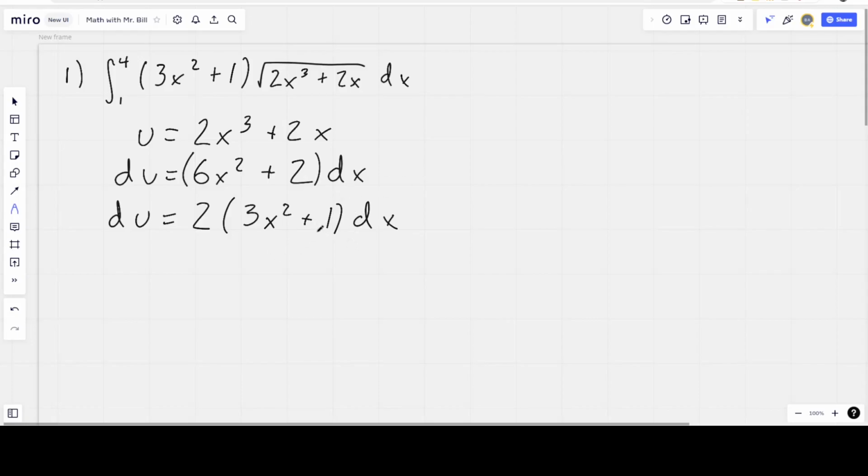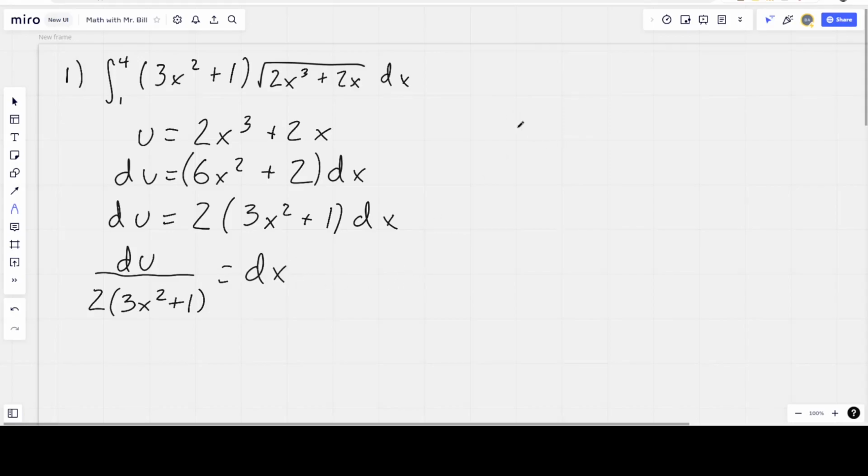Depending on how you want to proceed from here, I can solve for dx and do a substitution. I can find du in there or find 3x squared plus 1 dx in there. There's all kinds of things to do. I think for this, I'm going to go ahead and solve for dx, and then I'll do my replacement in a little bit. So du over 2 times 3x squared plus 1 equals dx.